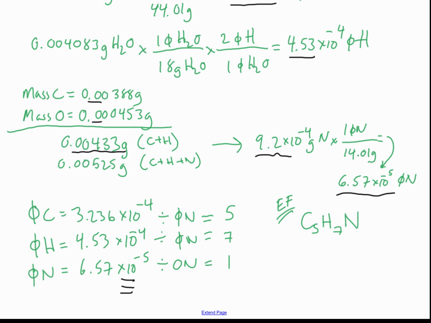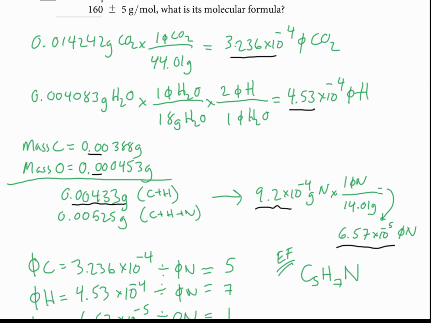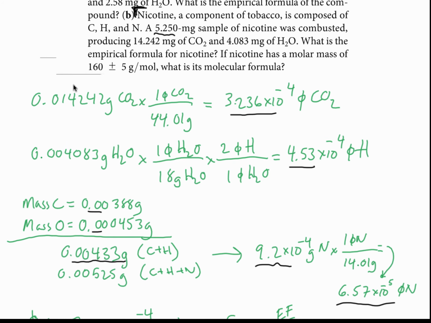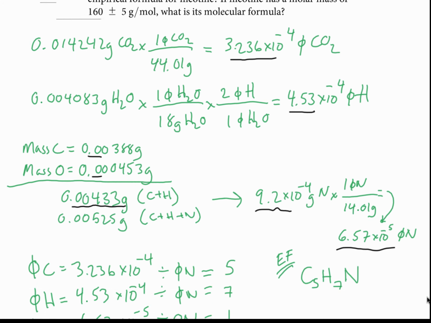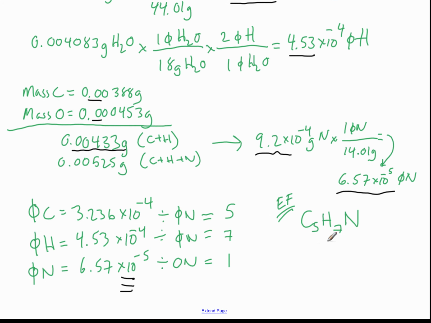But this problem actually asks what the molecular formula is, so I need to be careful about it. It says it has a molar mass of 160 plus or minus 5 grams per mole. Well, if I figure out the molar mass of this empirical formula, it weighs 81 grams per mole. So if the molecular formula has a molar mass of 160 grams per mole, the molecular formula for this compound must be double that.